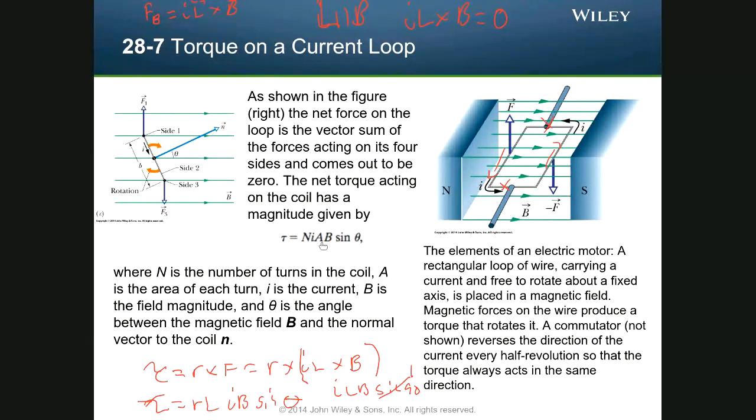And then N, usually this is a nice picture, but usually when you're doing something like this, you have a number of windings. So you go around many, many times. And there you would multiply the number of windings, which is N, or turns in the coil, times the current, times the area, times B, times the theta angle between R and F. Okay? We're going to see more applications that look like this, and this is basically the start of our understanding of electric or magnetic motors.